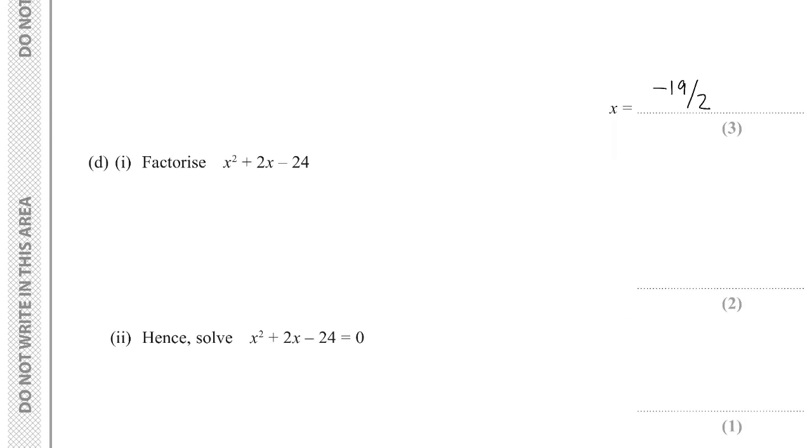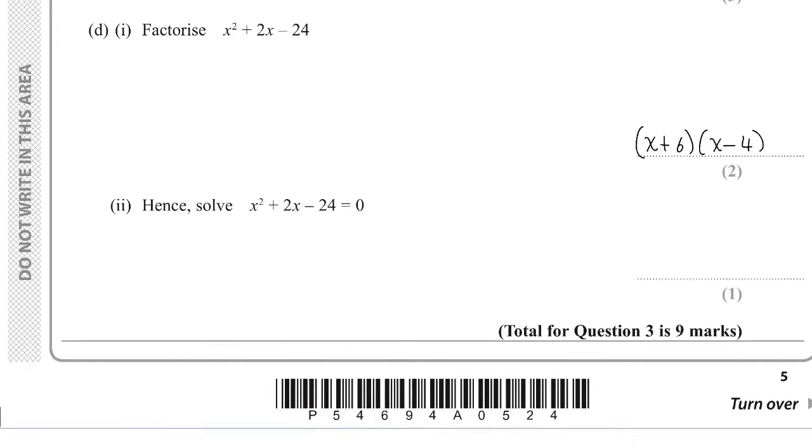Factorize, this is a 3-term quadratic, it's x plus 6 times x minus 4, and hence solve. Well, if that's 0, then it means that either x plus 6 is 0 or x minus 4 is 0, leading to x is minus 6 or x is 4. So minus 6 or 4 are the solutions to the given quadratic.